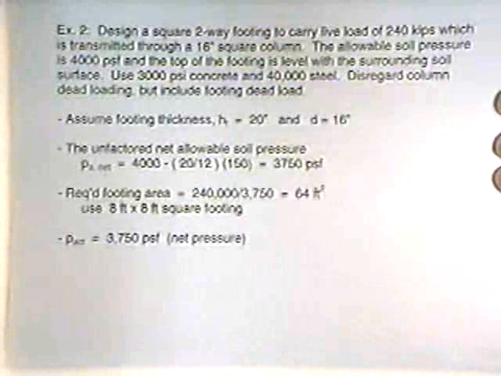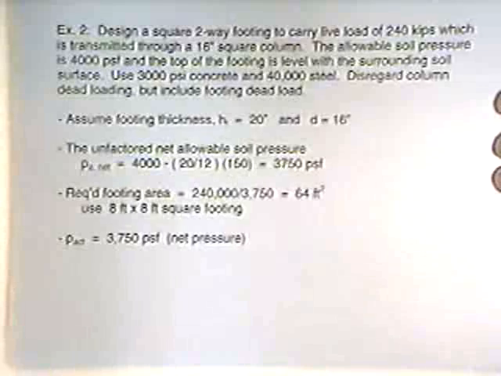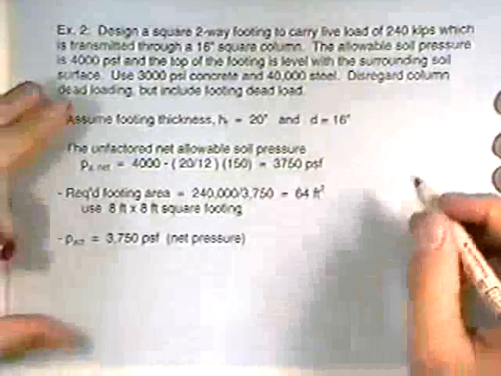Okay, so that's basically the design procedure. Here's an example. Design a square two-way footing to carry live load of 240 kips, which is transmitted through a 16-inch square column. The allowable soil pressure is 4,000 psf, and the top of the footing is level with the surrounding soil surface. Use 3,000 psi concrete, 40,000 psi steel. Disregard column dead loading, but include the footing dead weight.